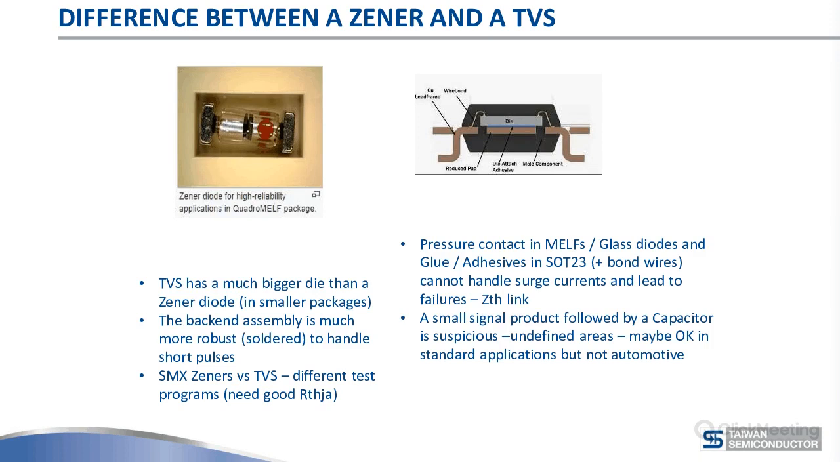In an SMA package or other bigger packages, they are soldered. This soldering is a guarantee if a larger pulse happens. So ZENER diodes are okay if you're using them as ZENERs, but if you start using them as, for example, overvoltage protection elements, you can go wrong and you can have field failures, or the field failures may actually be completely different between two suppliers because of their internal construction. So this you need to test, and also ask the supplier what their construction is.